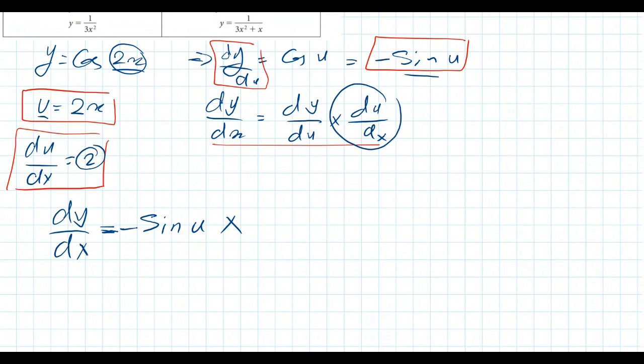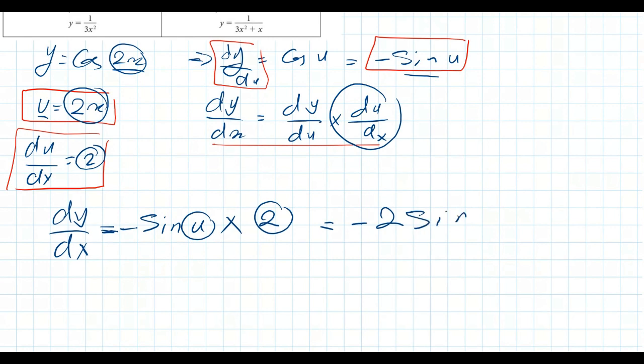Here we have another variable, which is u. And u is equivalent to 2x, right? Then the final result is negative 2, which is this 2, sine, and instead of u, I'll put 2x. This is the final result. Okay. You need to solve it again, right?